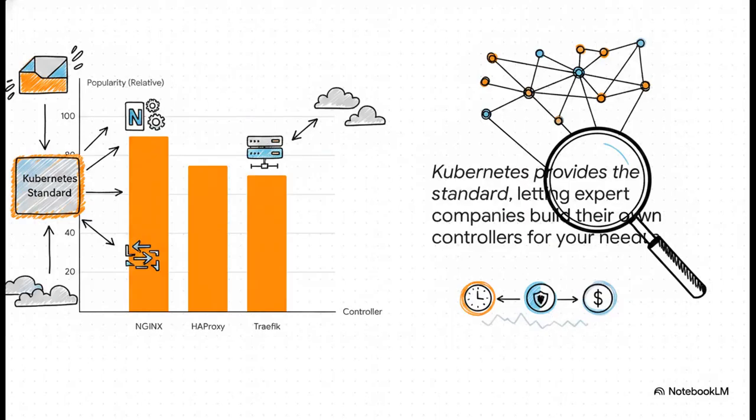Now, here's what I think is a really clever move by the Kubernetes team. They didn't build one single official controller. Instead, they just defined the standard, the API, and let the experts build the actual implementations. So companies that are already masters of load balancing, like Nginx, HAProxy, or Traefik, they all offer their own controllers. This is great for you because you get to pick the one that has the exact features and performance you need.